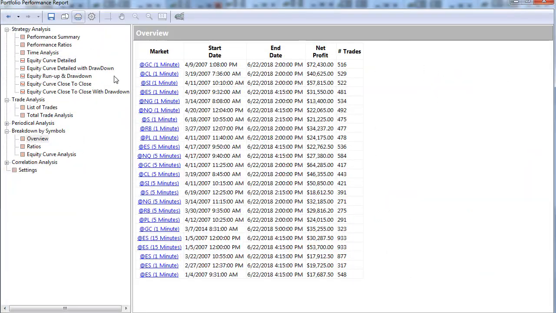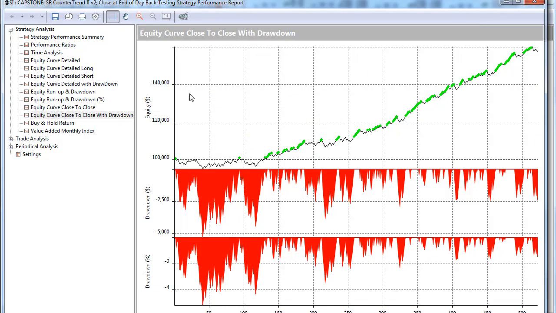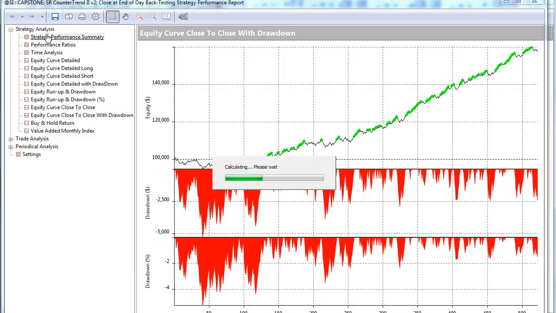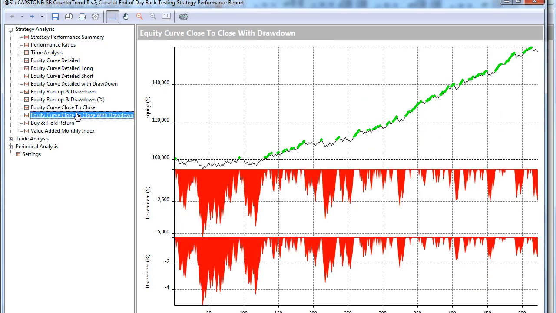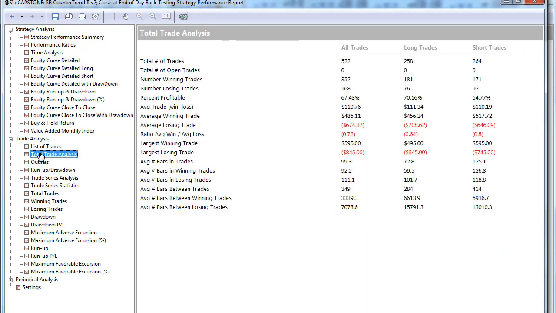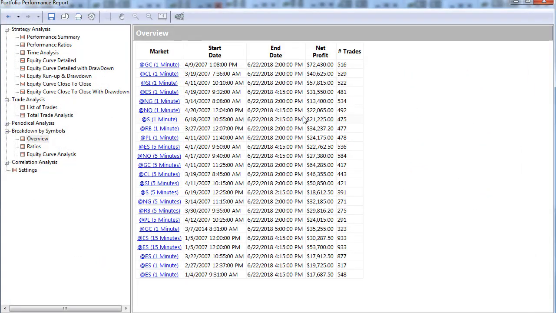And so let's look next at, that was crude oil. Let's look at silver. And so we're taking a look at silver. Again, these are the SR counter trend 2 V2 1 minute strategies. And here's the strategy performance summary. Here is the equity curve, and the trade analysis is right here. You see the total trade analysis, so you see the average trade profit. And again, this is with $25 round turn slippage and commission.